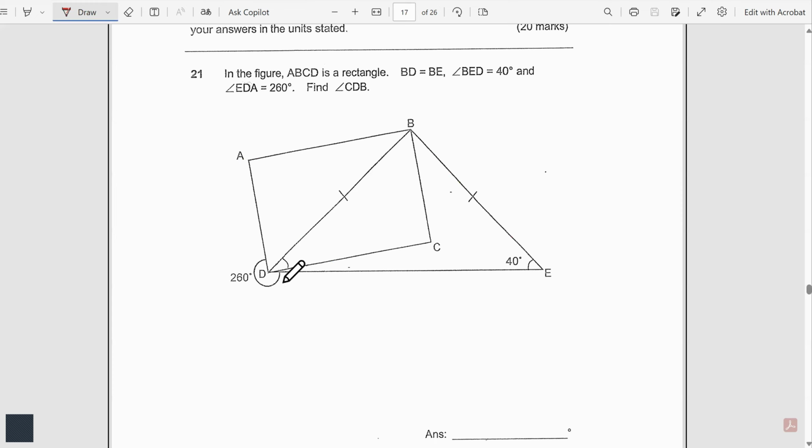Okay, so firstly, look at this 260. This whole angles at a point is 360, right? So I have 260 already. I want to find angle ADE. So that's 360 minus 260, which is 100. So this whole thing here is 100 degrees.